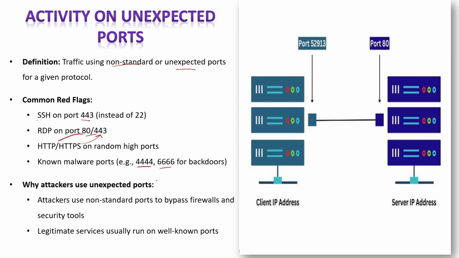So, why do attackers use unexpected ports? Attackers use non-standard ports to bypass firewall rules and security tools. For example, a firewall may have blocked port 22 for incoming traffic, but traffic may be allowed on port 443. To bypass this restriction, they use a non-standard port. Legitimate services usually run on well-known ports.